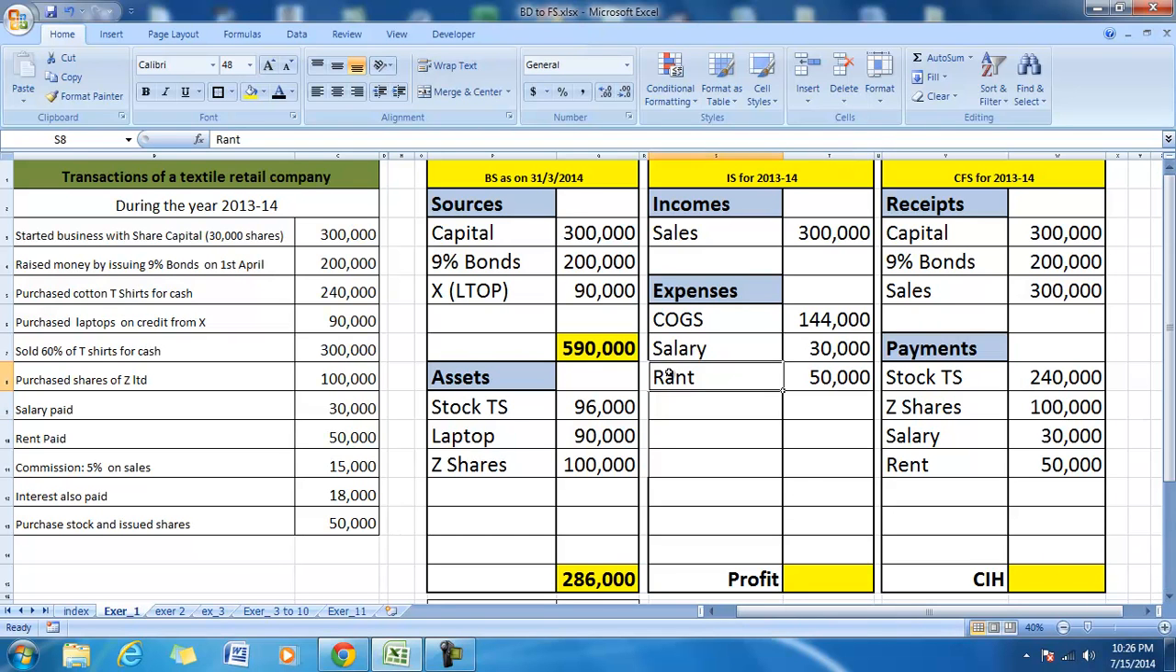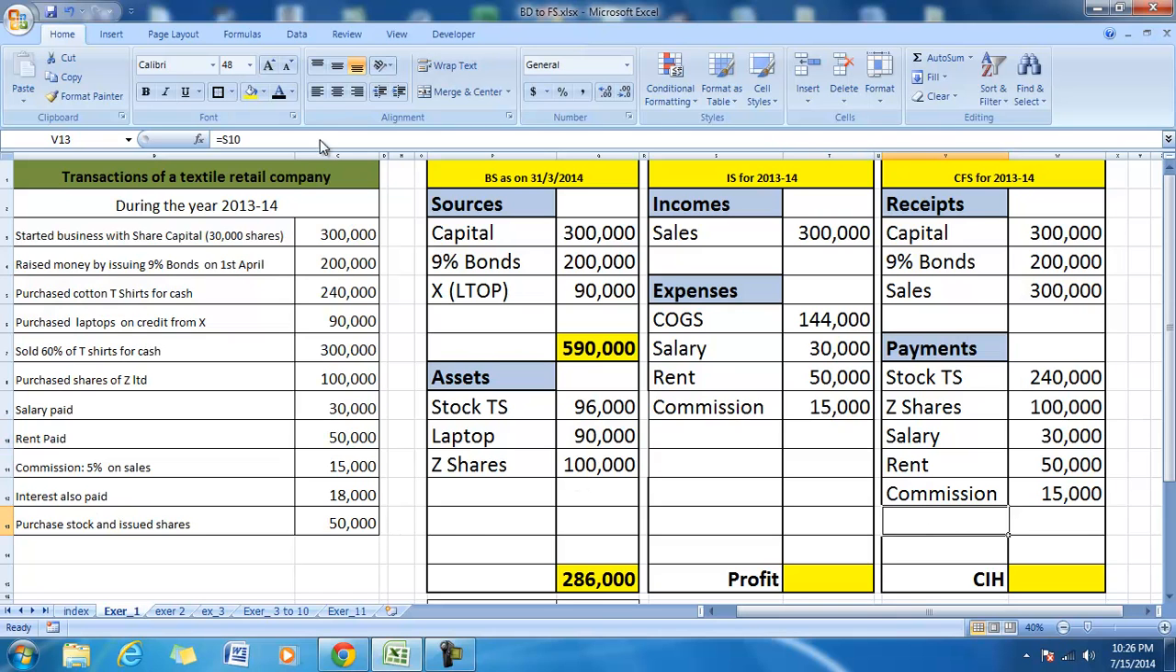Commission. Okay, so commission for the period is 5% on sales, and 5% on sales we treat as an expense. 5% on sales is 15,000, and that is an expense and a payment. That is 15,000. In the next session we'll see what happens if the expense is not paid.